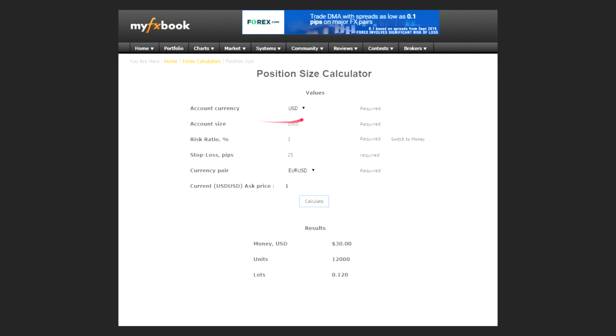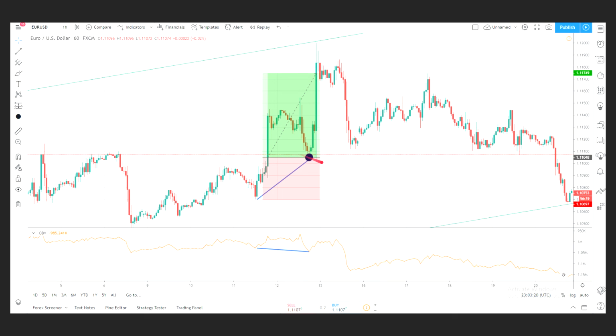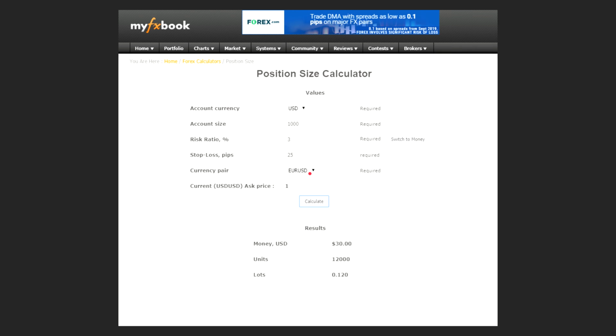You pretty much put in your account currency, your account size, and your risk ratio, right? Here, most of you beginners would put 1% or 2%, okay? So put 1 or 2%, and then you put your stop loss. So let's say you enter in here, and this is your stop loss, right? Let's pretend this is 25 pips. We would put that in here. Our stop loss is 25 pips. The currency pair we're trading is EUR/USD.